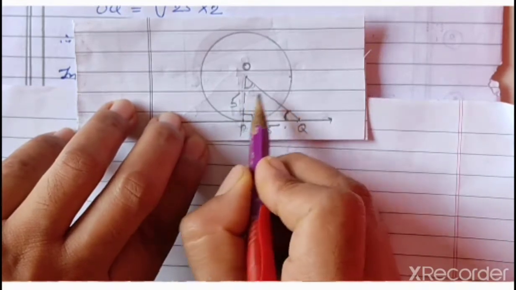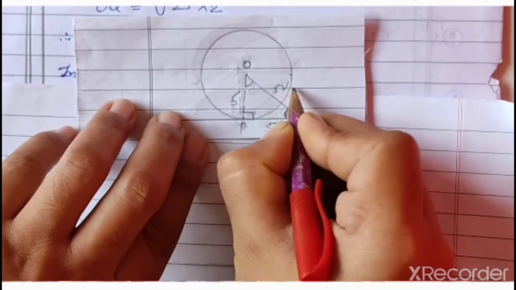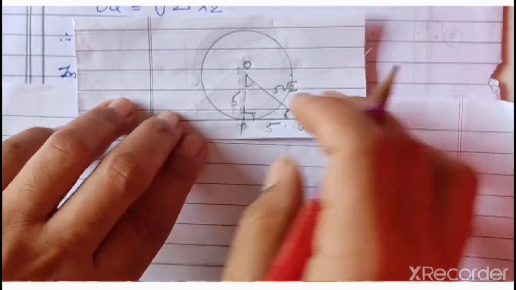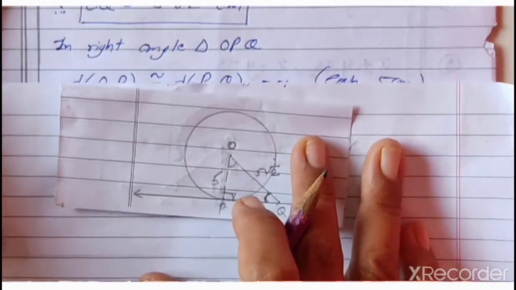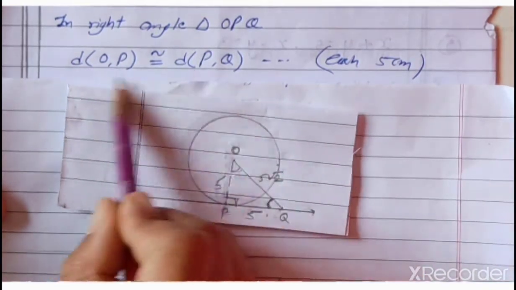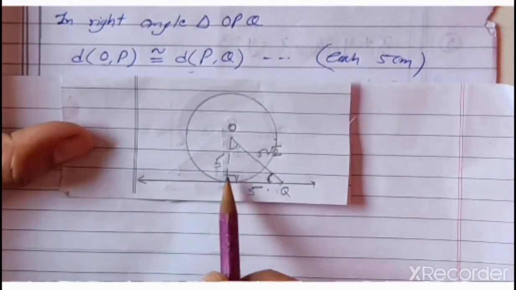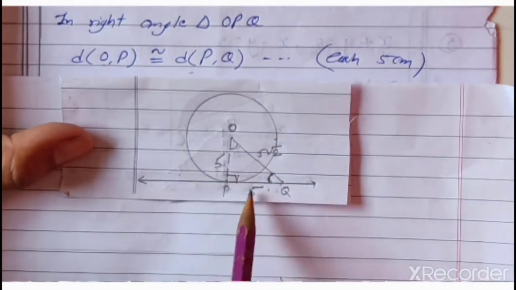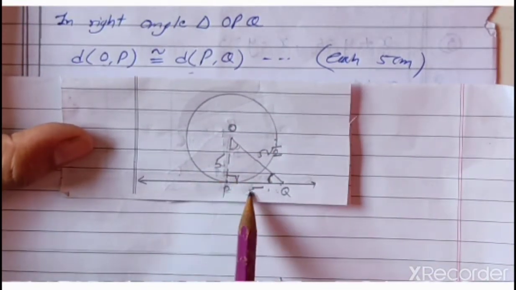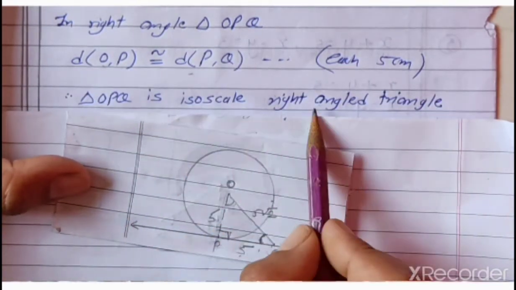So let us find out the relation between this opposite segment and hypotenuse. This we get 5 root 2. So in this right angle triangle, you can find out by 2 ways. First method is, these 2 segments in this right angle triangle are congruent. If these 2 segments are congruent, you can say this triangle is an isosceles right angle triangle.